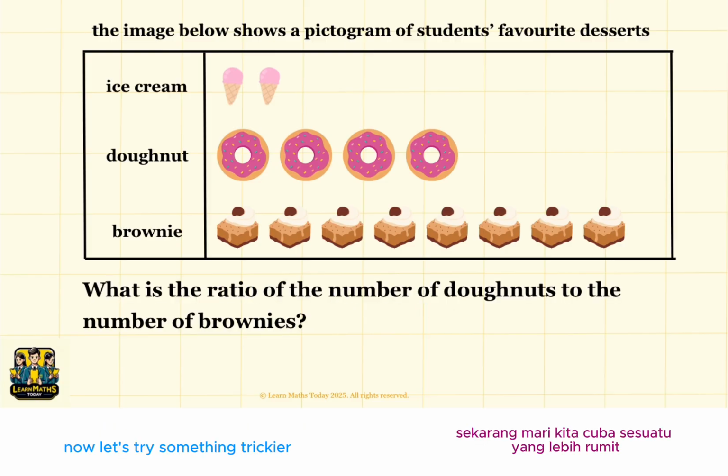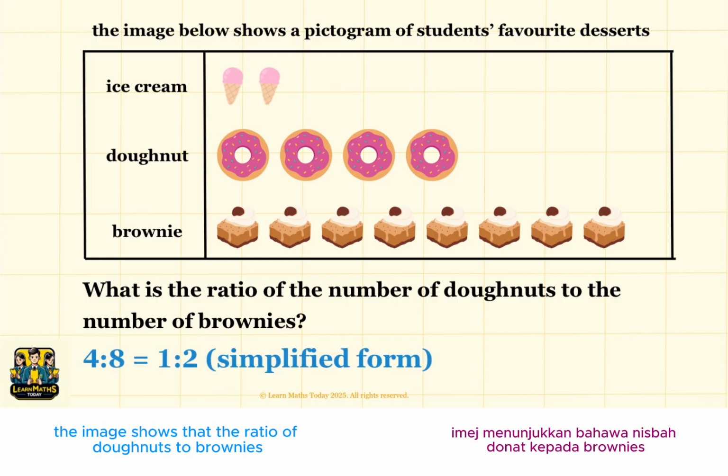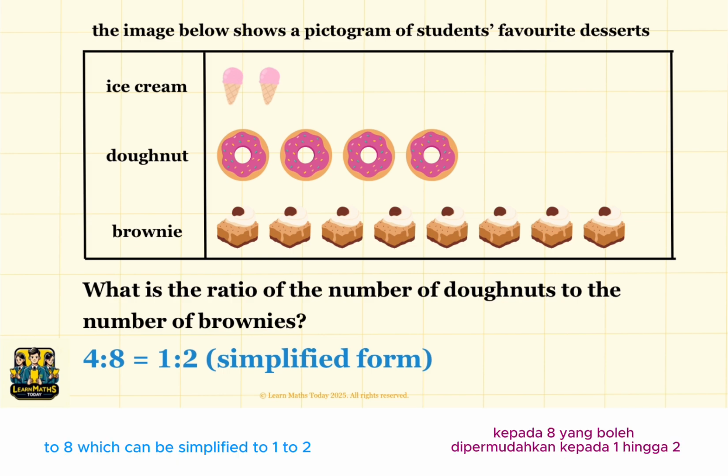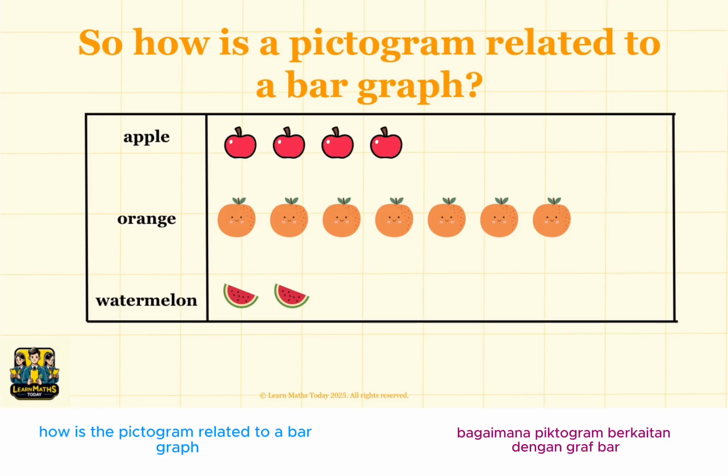Now, let's try something trickier. What is the ratio of the number of donuts to the number of brownies? The image shows that the ratio of donuts to brownies is 4:8, which can be simplified to 1:2. So, you might be wondering, how is a pictogram related to a bar graph?